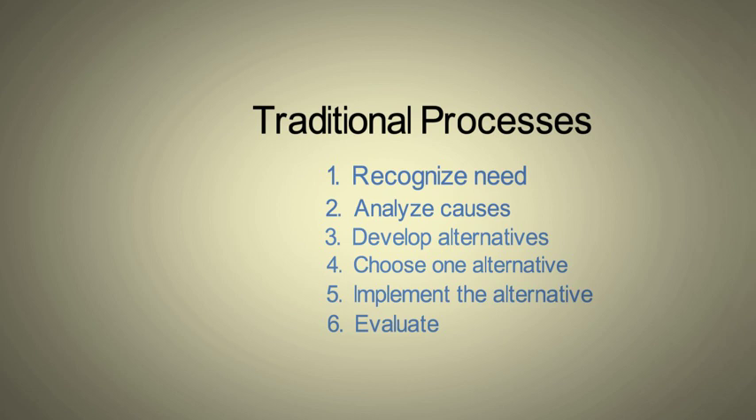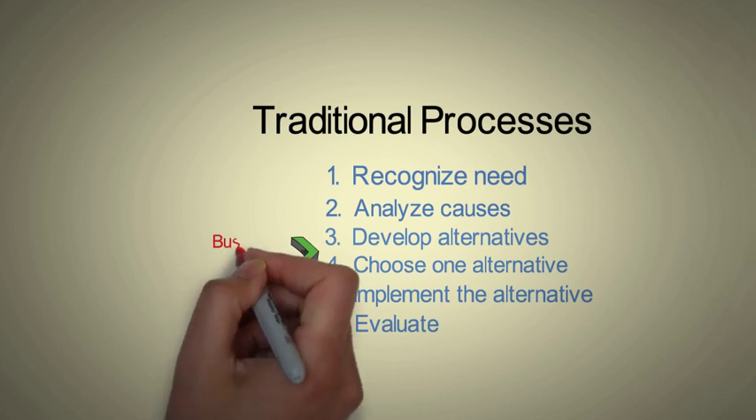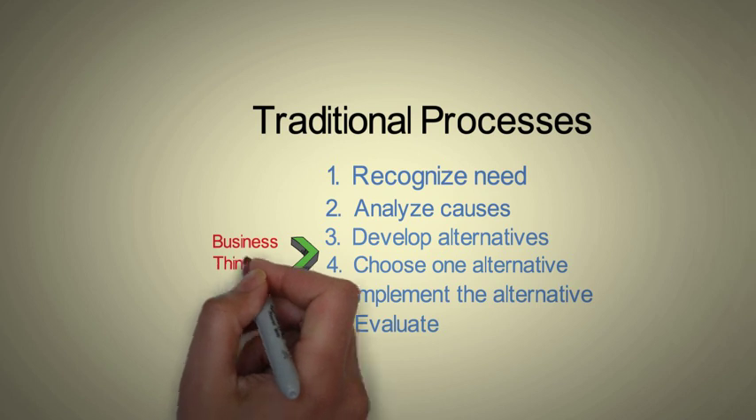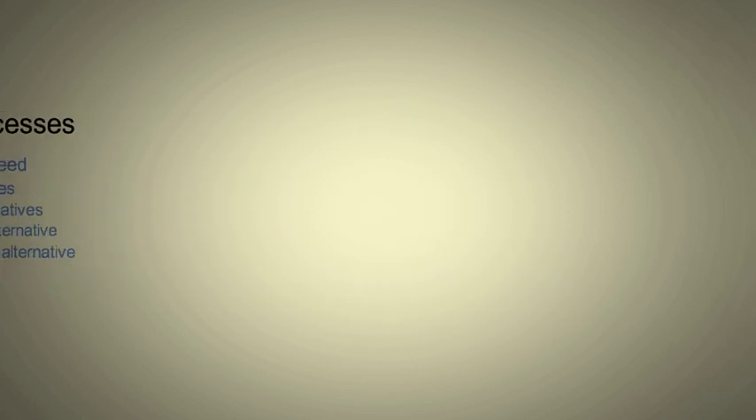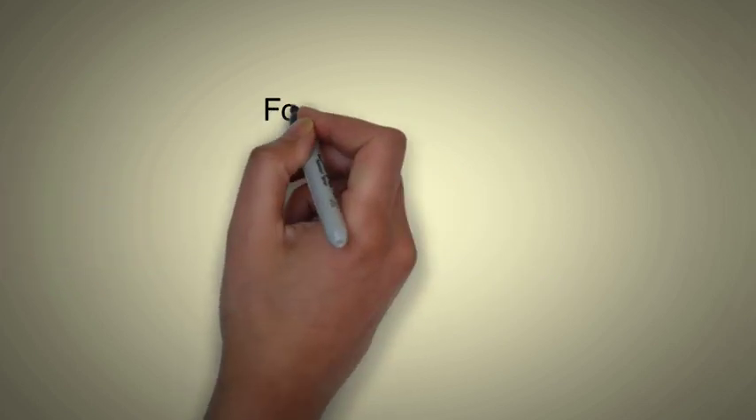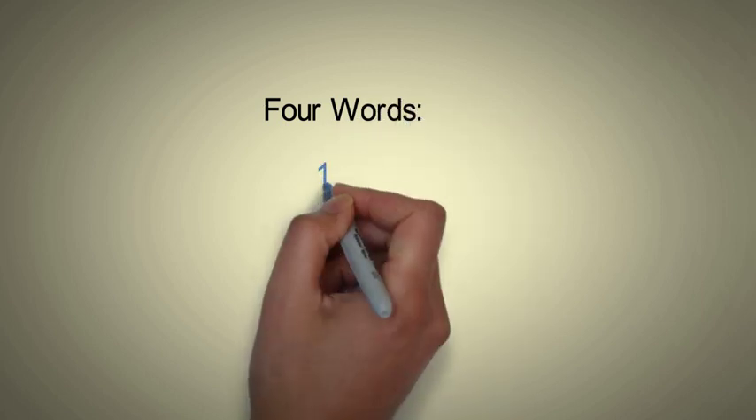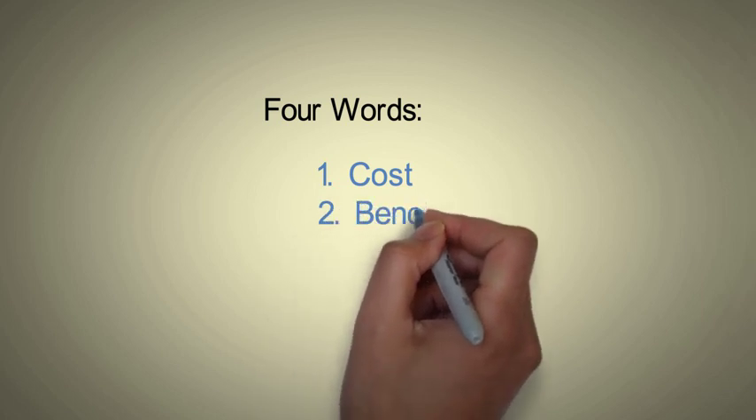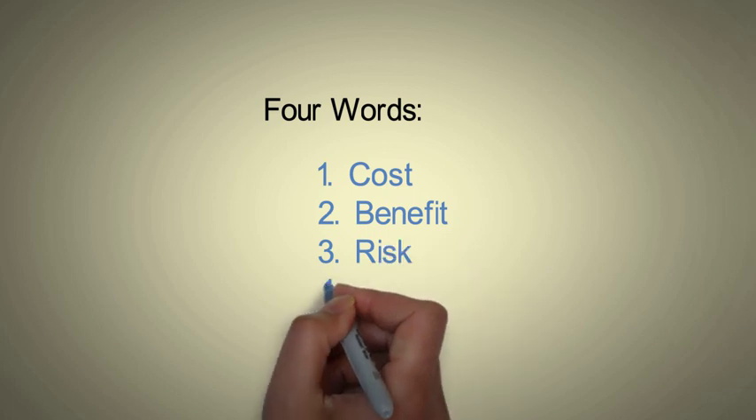Though the first two steps are extremely important, the purpose of this video is to interject some business thinking between steps 3 and 4. Develop alternatives and choose one alternative solution. It is important and customary that business people think of 4 words when making decisions. The words are: number 1, cost; number 2, benefit; number 3, risk; and number 4, return.